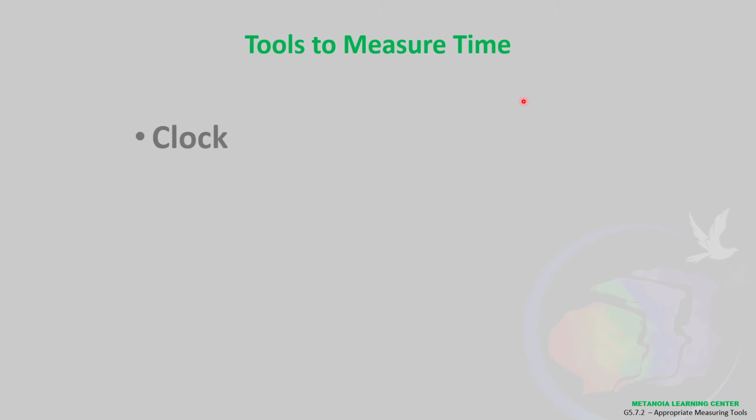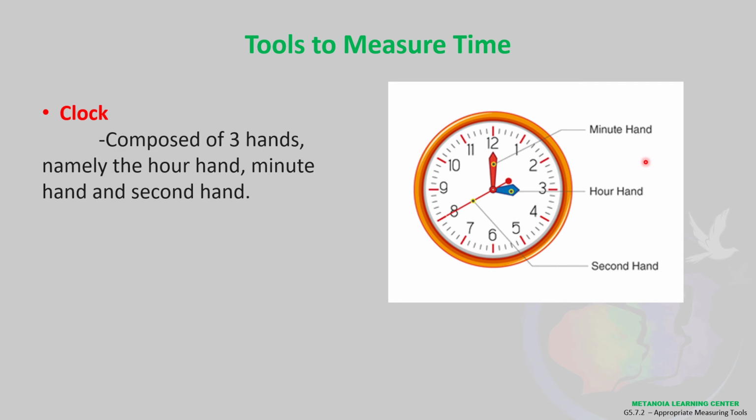So, tools to measure time. Obviously, the clock and the stopwatch. The clock is basically composed of 3 hands, namely the hour hand, the minute hand, and the second hand. You should, of course, know that. So that's a specific hour, in other words, including the seconds.